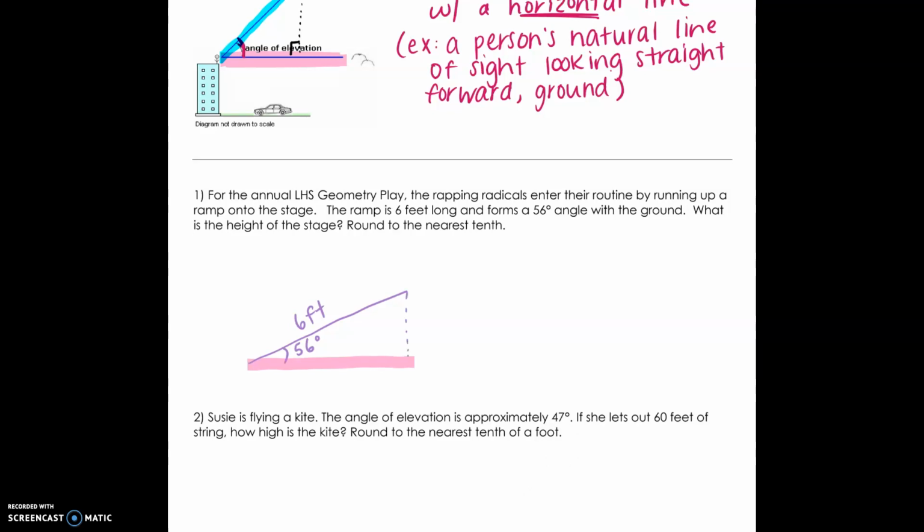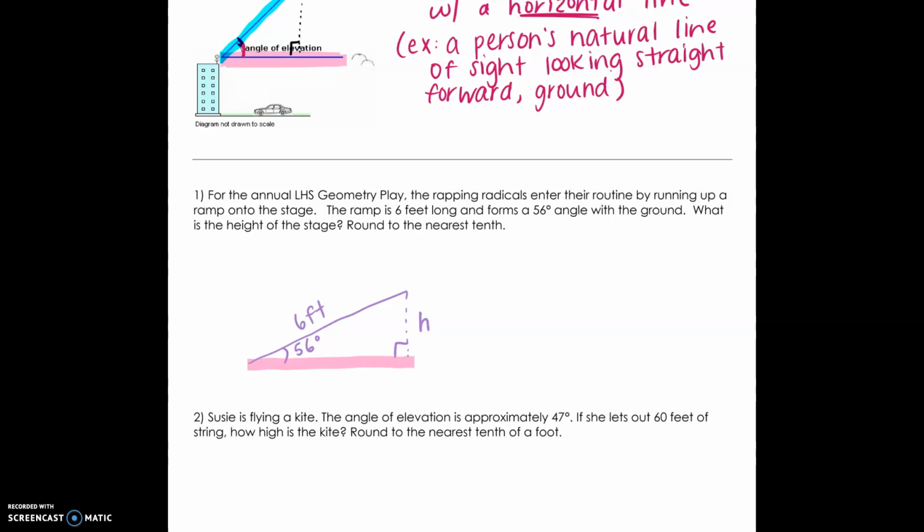Now we can finish off the picture by drawing our right angle, and they want to know the height of the stage. So the vertical leg of our right triangle is the height of the stage. So we can label that H. If you want to label it X, that works. Any variable will work here. Now that we drew our picture, we labeled all the side lengths and angle measures that we know, and the side length we want to find, we can use a trig equation to set up and solve.